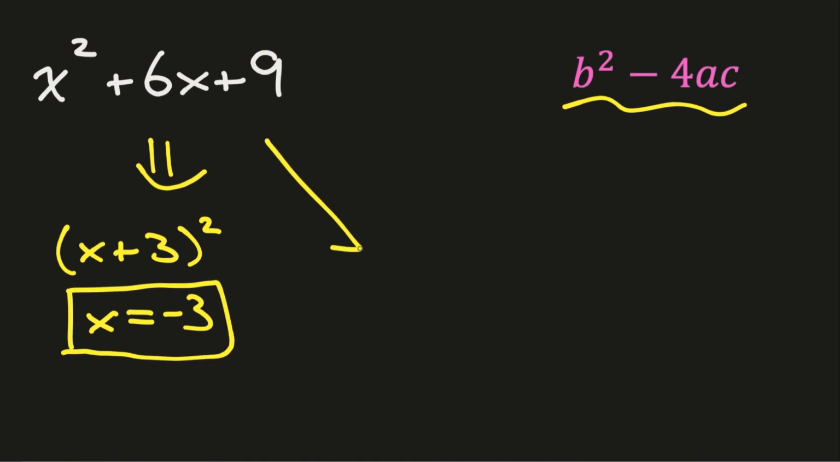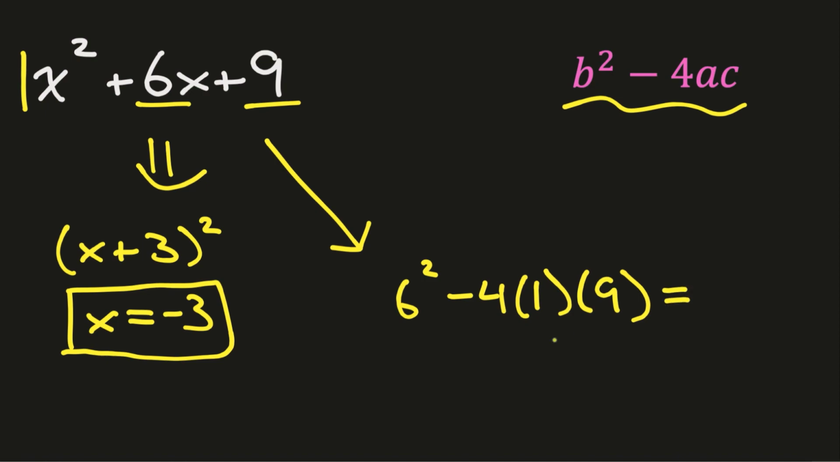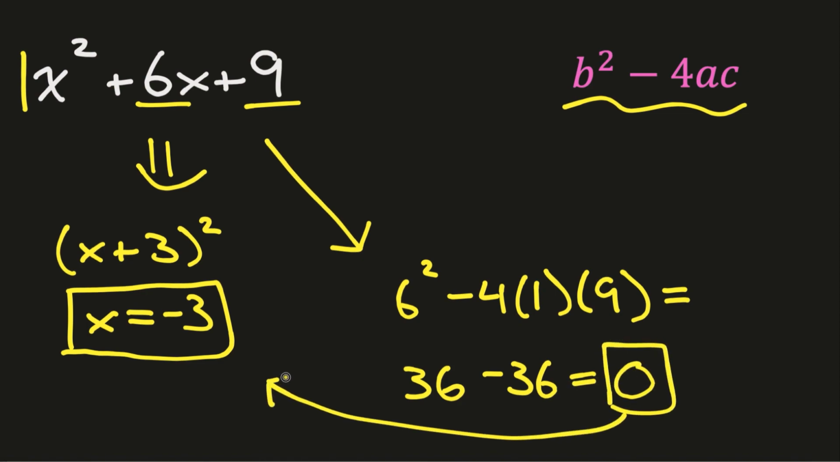So let's use our discriminant and see what happens in that case. We have a coefficient of 1 for a, b is 6, and c is 9. So b squared, 6 squared, minus 4 times 1 times 9. And this is equal to 36 minus 36, or 0, which aligns with what we originally said. So in short, all perfect squares have a discriminant of 0, as they only have one solution.